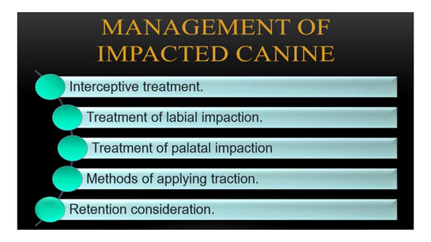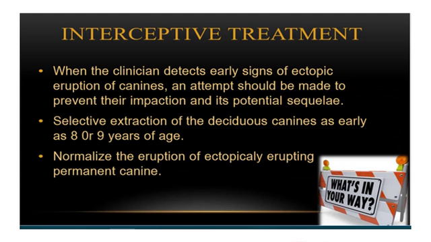Management of affected canine: usually interceptive treatment, treatment of labial impaction, treatment of palatal impaction, methods of applying the traction and retention. Interceptive treatment. When the clinician detects early signs of ectopic eruption of the canine, an attempt should be made to prevent their impaction and its potential sequelae. Selective extraction of deciduous canines as early as 8 to 9 years of age.